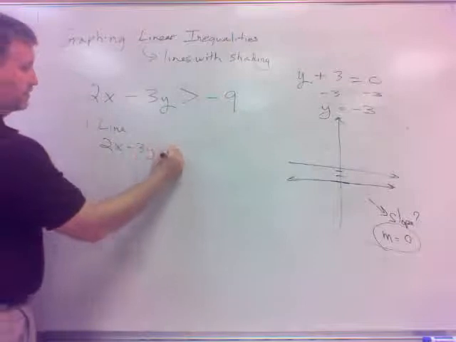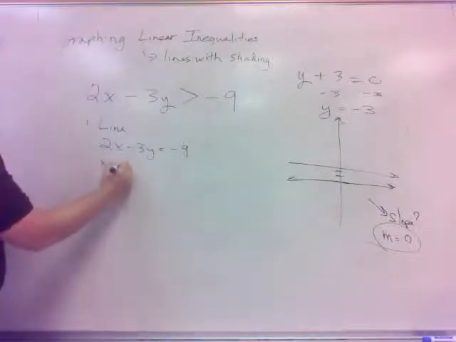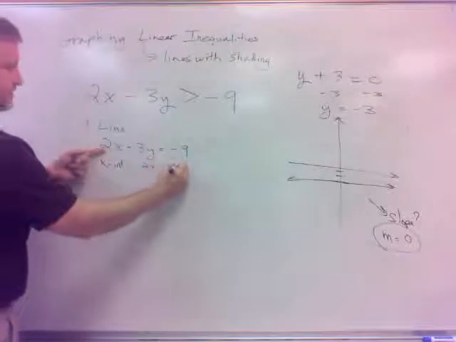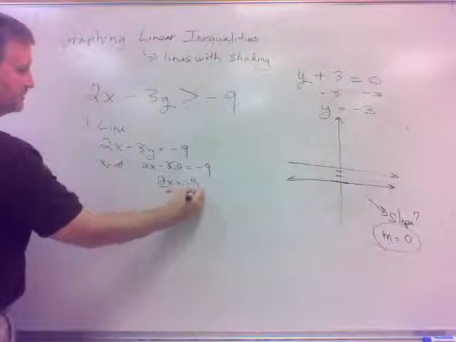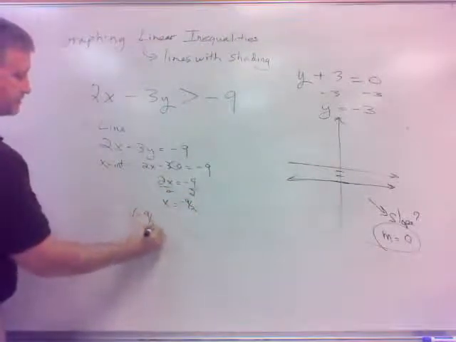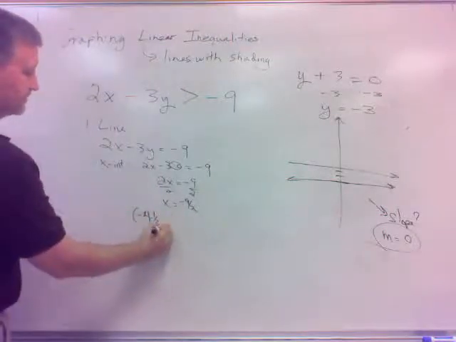2x minus 3y equals -9. However you want to, you can do a table, you can do x and y intercepts, you can do y equals mx plus b form. This one as it is, I'm just going to hopefully quickly find my x and y intercepts. The x-intercept, set y to be 0. So we get 2x equals -9, divide by 2. So I've got x is -9/2 for my x-intercept, or -4.5, comma 0.